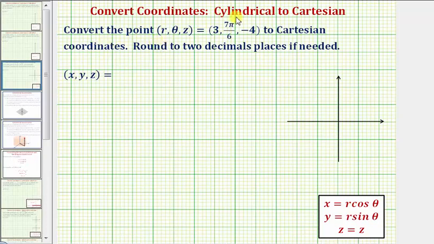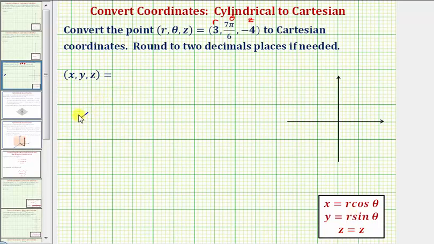We want to convert the point given in cylindrical coordinates to Cartesian coordinates, or rectangular coordinates. Because we're given these cylindrical coordinates, we know r equals 3, theta equals 7 pi divided by 6, and z equals -4. To find the Cartesian coordinates, we need to find x, y, z, where x equals r cosine theta, y equals r sine theta, and the z coordinates are the same.